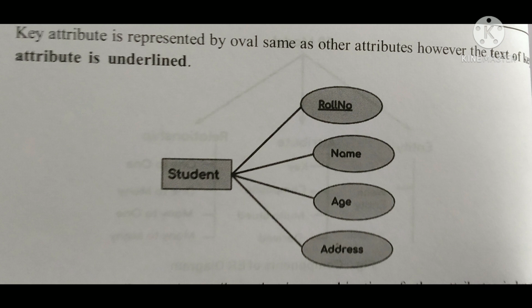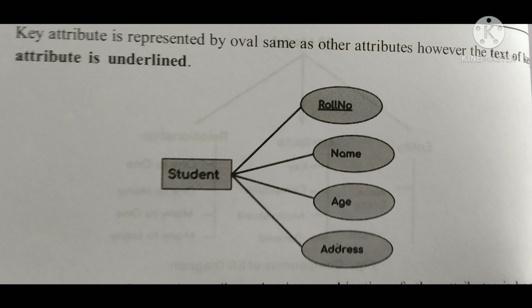The second one is the composite attribute. An attribute that is a combination of other attributes is known as a composite attribute. For example, in a student entity, the student address is a composite attribute, as an address is composed of other attributes such as pin code, state, country, etc.